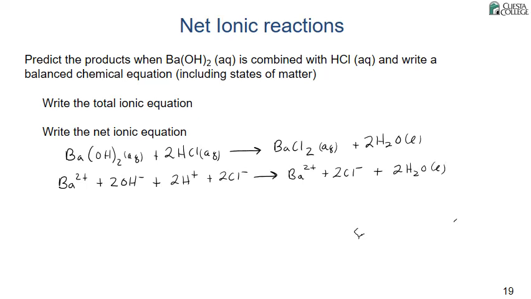Now I've left off the states of matter for all the other substances. That's okay. The total ionic equations get pretty crazy if you include all of the aqueous substances. I do suggest, however, for anything that's not aqueous, a liquid, a solid, or a gas, that you go ahead and note what the state of that matter is, so you don't confuse it with ionic things.